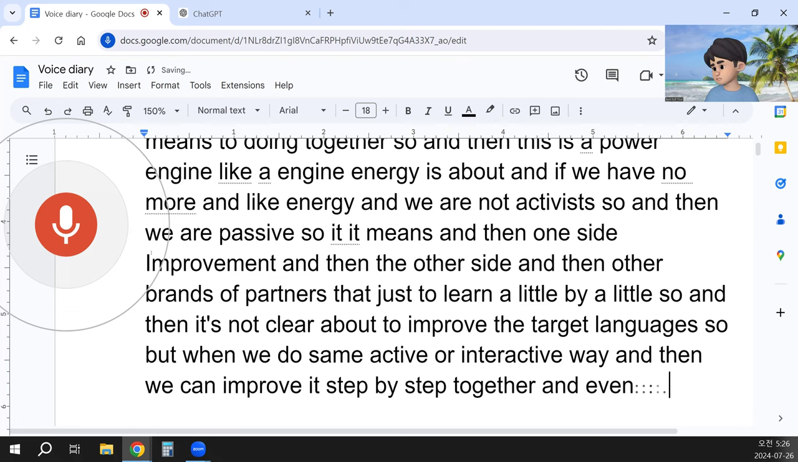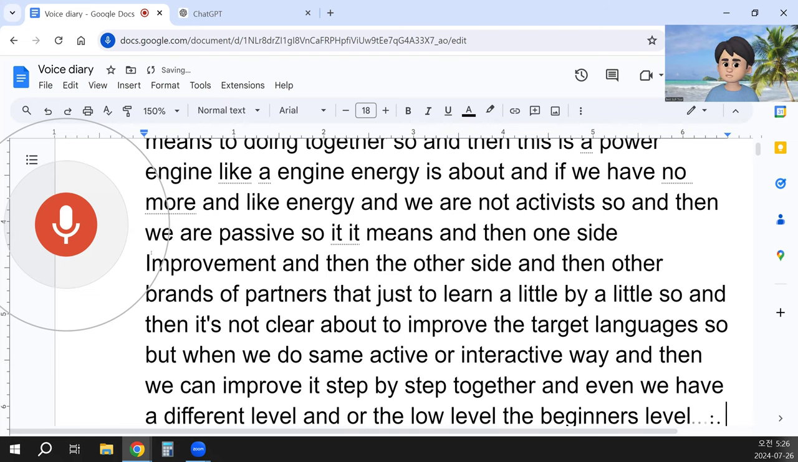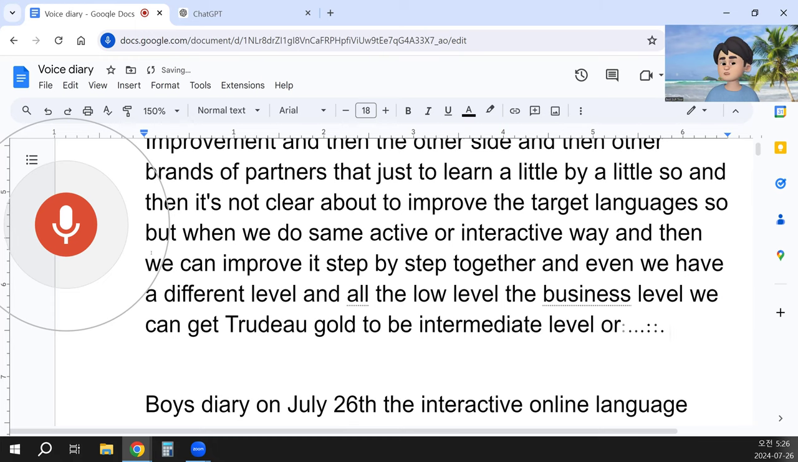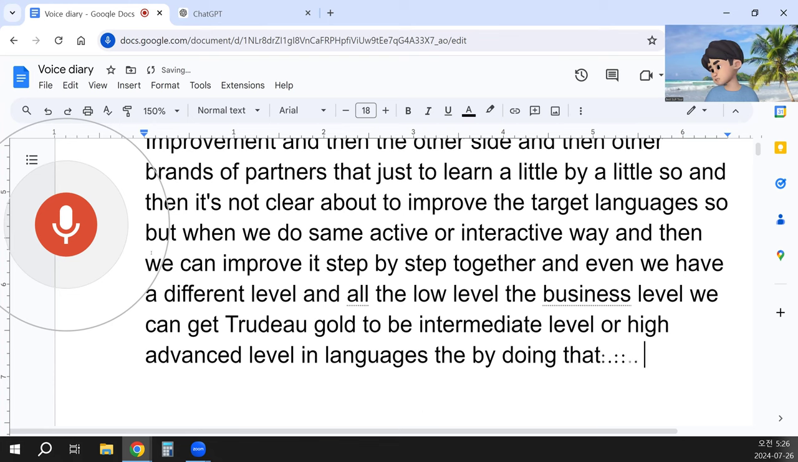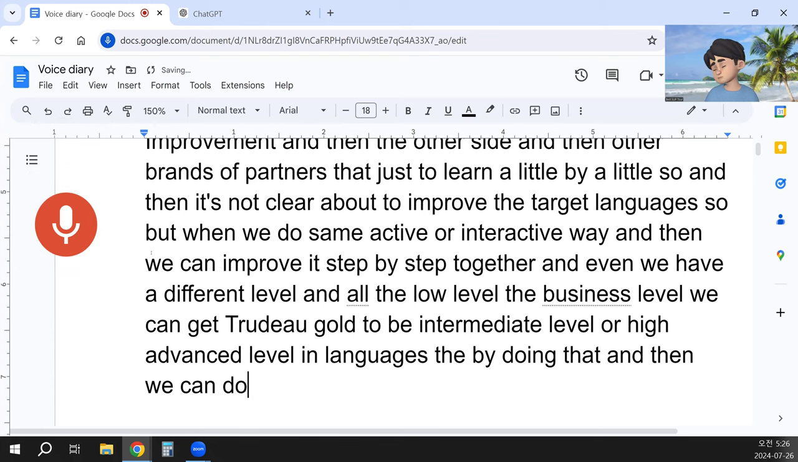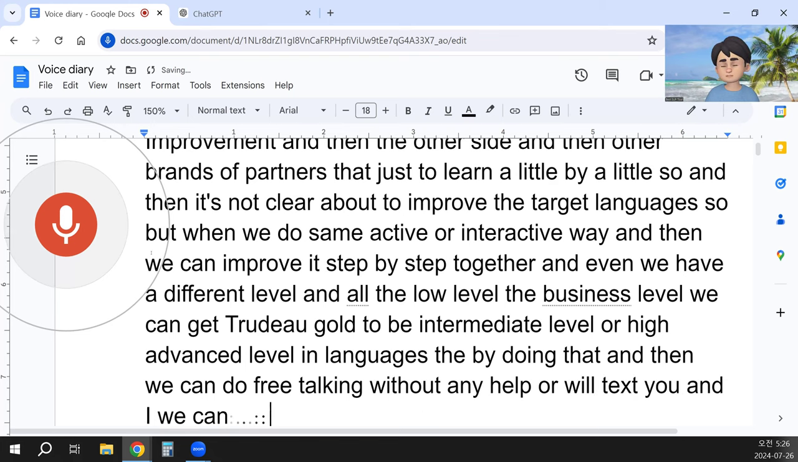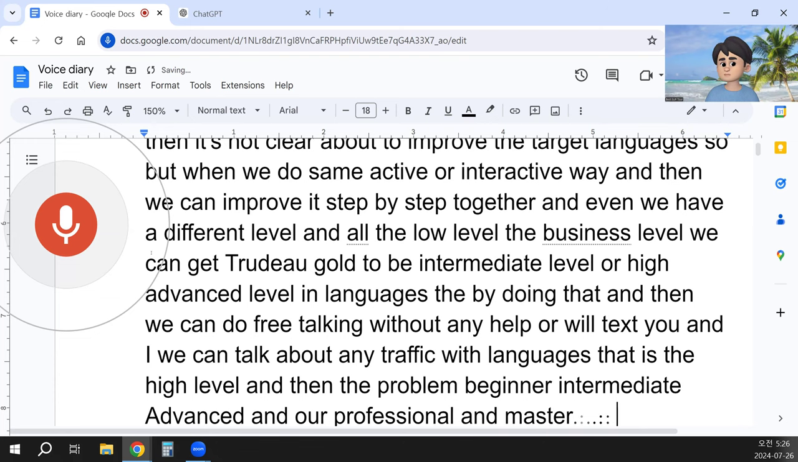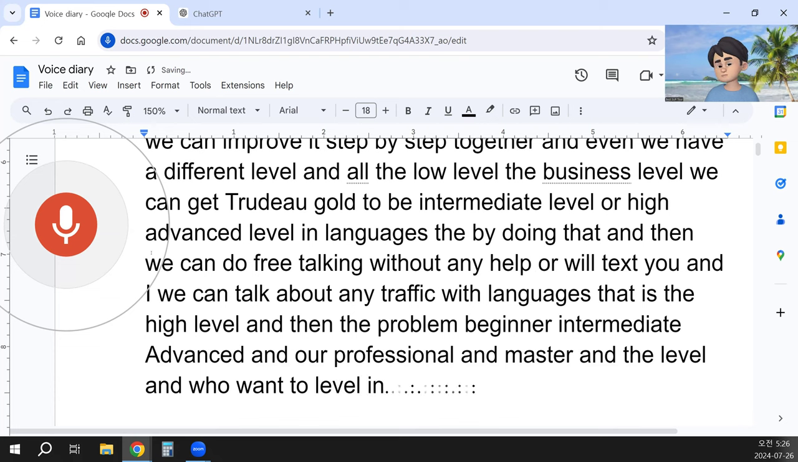Even if we have different levels, or a low level, the beginner's level, we can get to the goal of the intermediate level or high advanced level in languages by doing that. And then we can do free talking without any help of a textbook. We can talk about any topic in the language. That is the high level. From beginner, intermediate, advanced, and professional and master level and fluent level in a language, the point is being active.